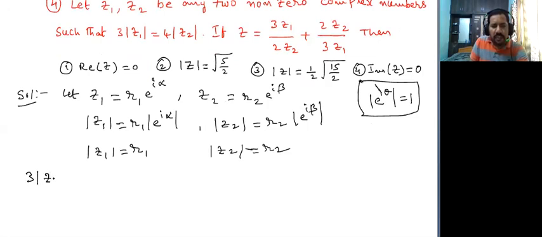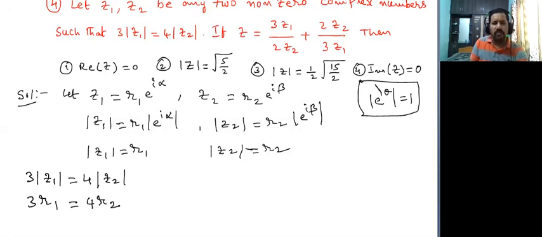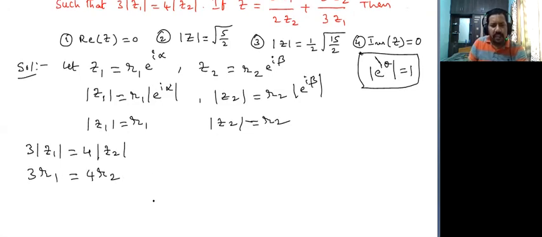3 mod Z1 is equal to 4 mod Z2. Now substitute Z1 and Z2. So what do we get? 3R1 is equal to 4R2. So by observing here, R1 divided by R2, how much? 4 by 3.